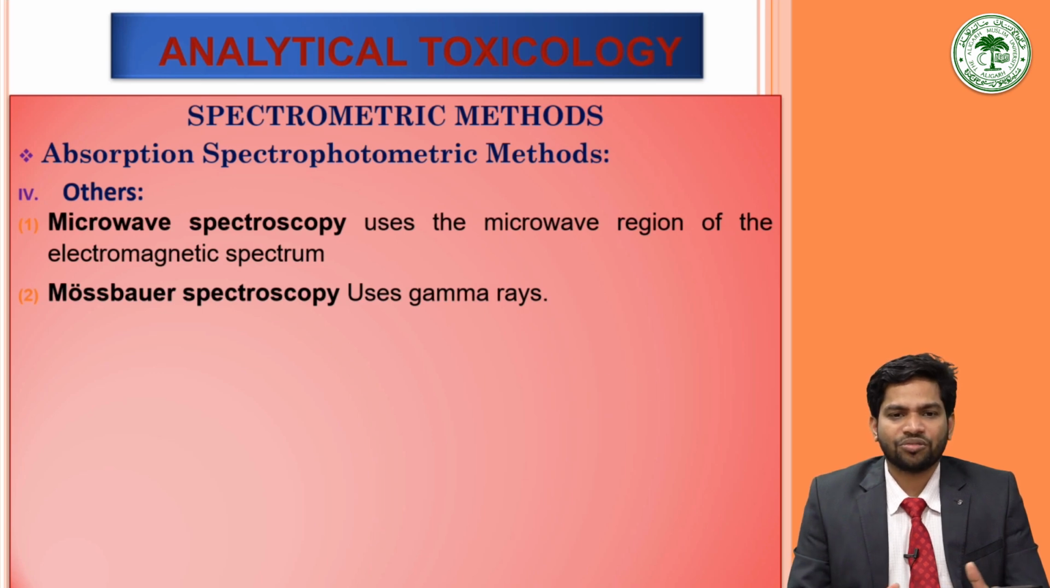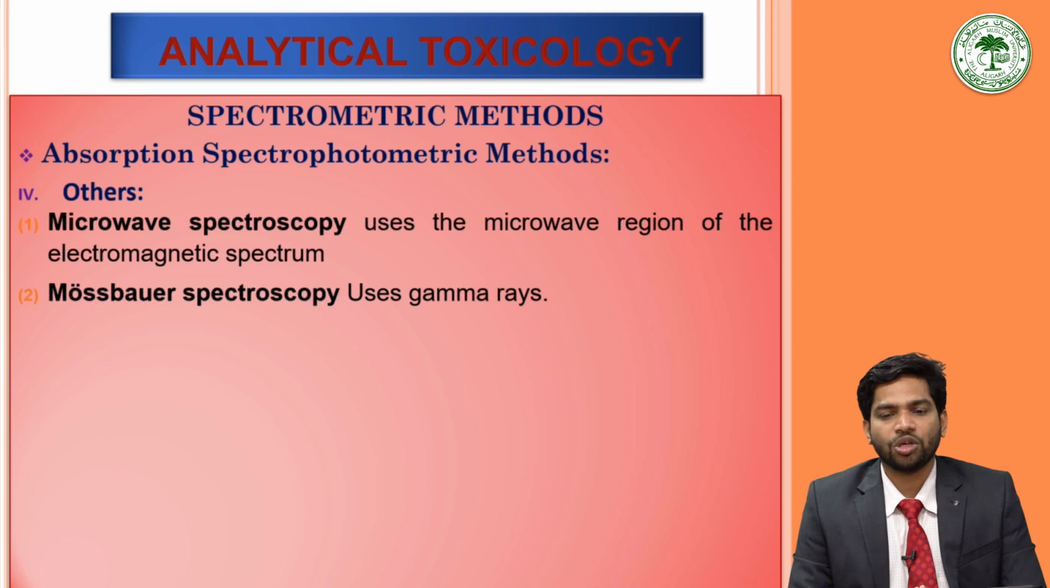Then the remaining absorption spectrophotometric methods can be microwave or Mössbauer spectroscopy. In microwave spectroscopy, the microwave region of the electromagnetic spectrum is used, whereas in Mössbauer spectroscopy, gamma rays are used. Mössbauer spectroscopy was invented in the 1950s by Rudolf Mössbauer, and on his name, it became called Mössbauer spectroscopy. In both of these, emission spectroscopy is also possible. So, absorption as well as emission is possible with microwave and Mössbauer spectroscopy.